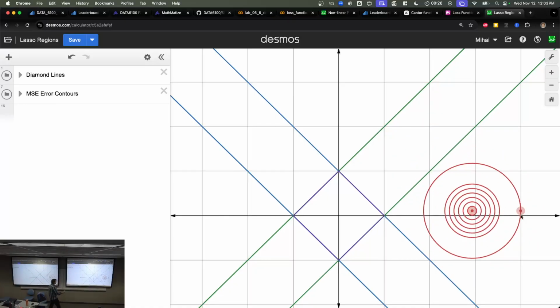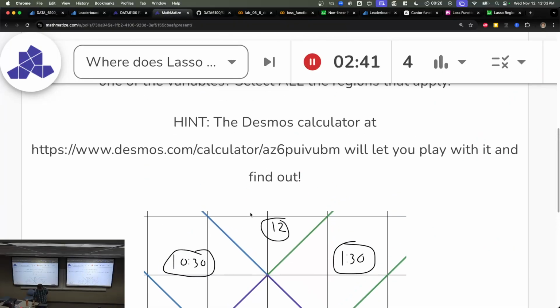And you know what's going on now. You know this is the bowl. You know we're trying to minimize the bowl. You know that we're trying to look on this little diamond. And if you put together all the pieces, you should be able to answer this question: where are the variables eliminated? Okay, I'm going to set you loose on this.